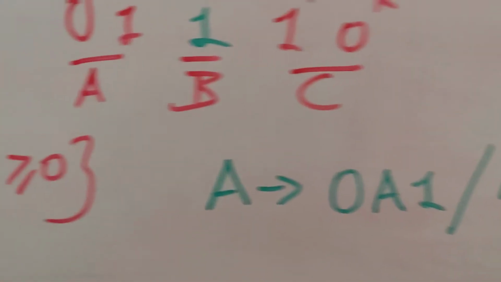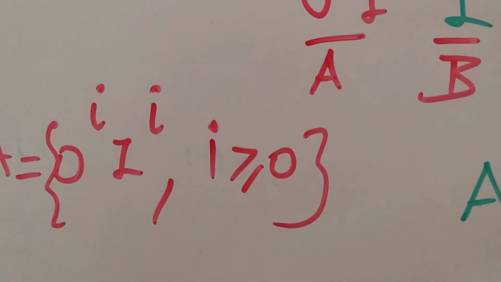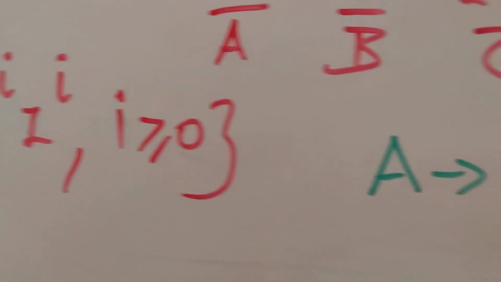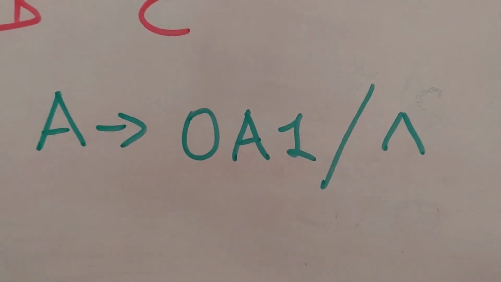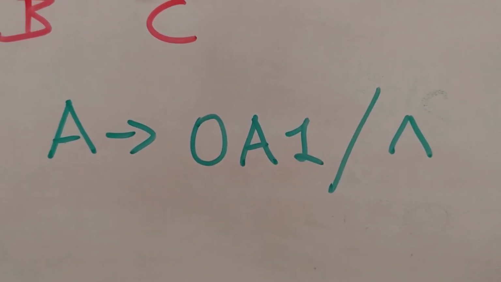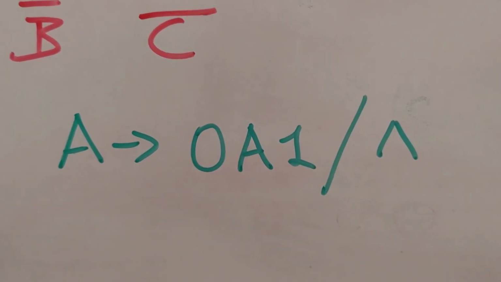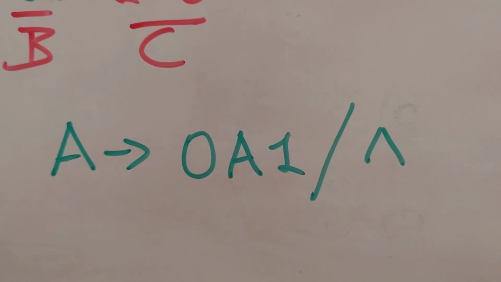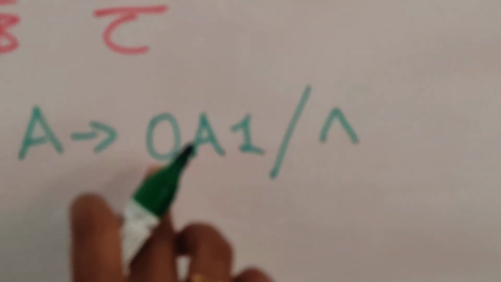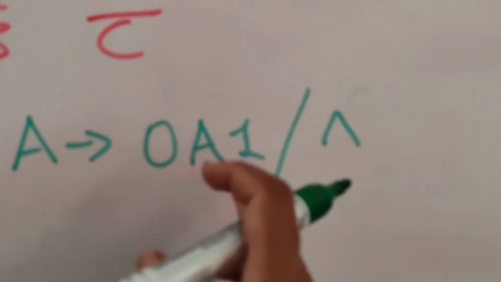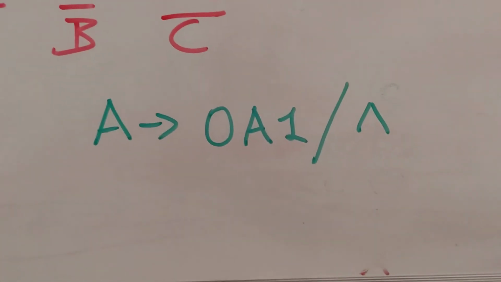Now A is equal to 0 raised to i, 1 raised to i, where i is greater than or equal to 0. If suppose i is 0, then we can directly take from A null. But if it is not 0, then I can take from A 0A1. Multiple times you can call that. If 2 times 0, 2 times 1 is there, I can take 0A1, again from A I can take 0A1 and then make it null. In this way A will work.